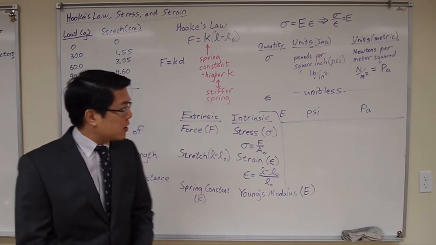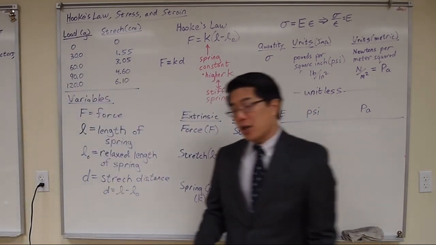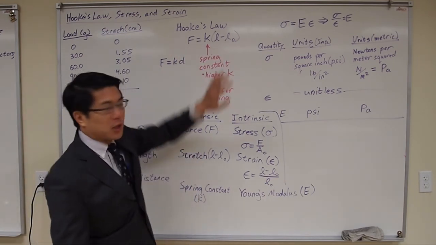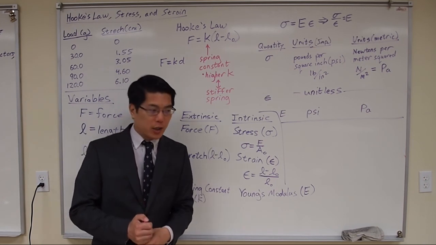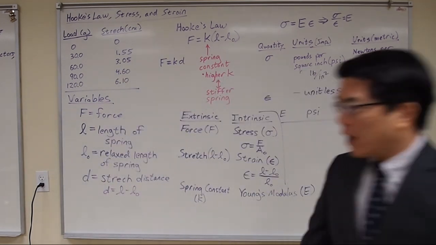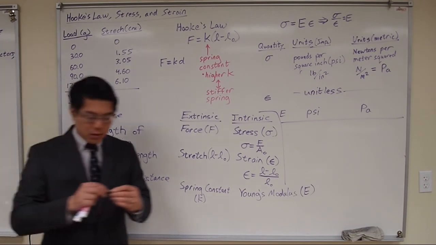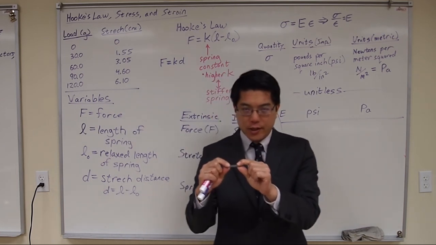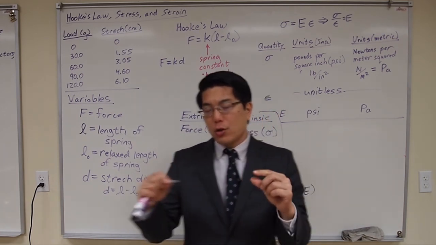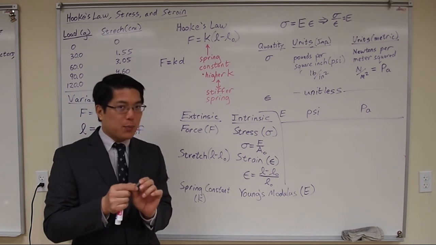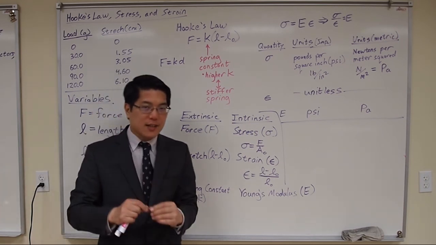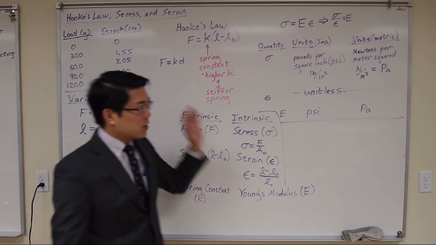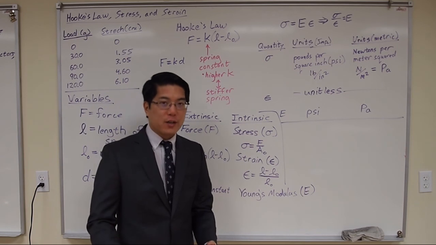Second thing is that we have to remind ourselves that all formulas have limits on how far they are applicable. If I was to take this spring and put a heck of a lot of force on it, I would stretch it to the point where it would not come back to the same shape that it started in. That's called plastic deformation. And Hooke's law is only good if you avoid plastic deformation.